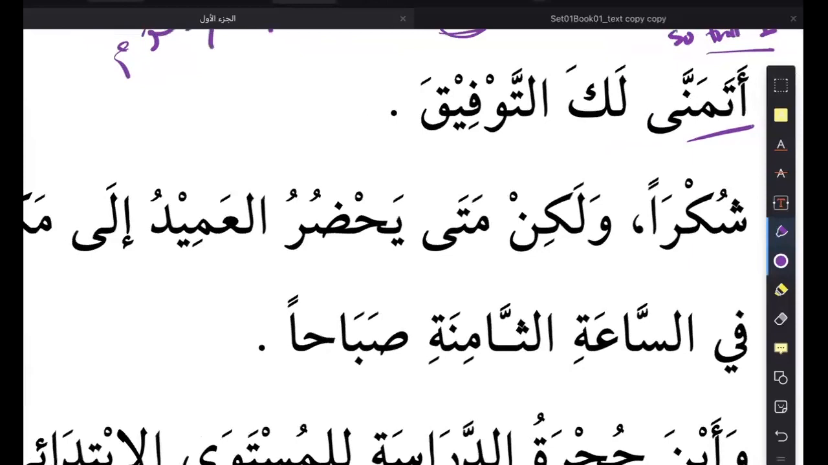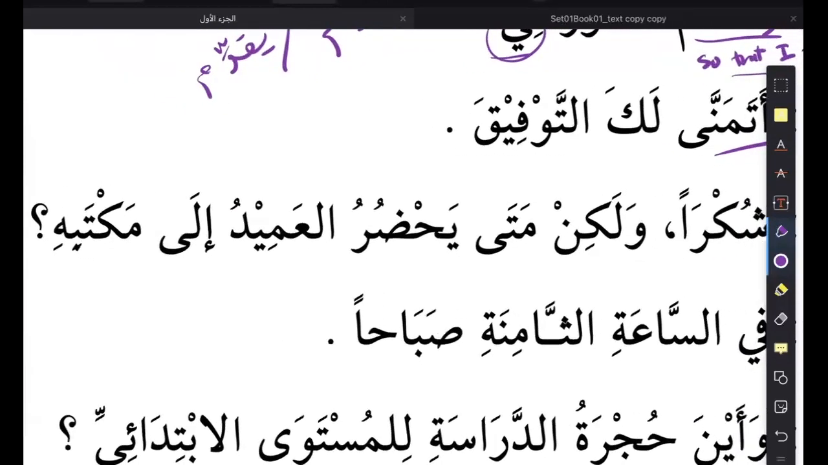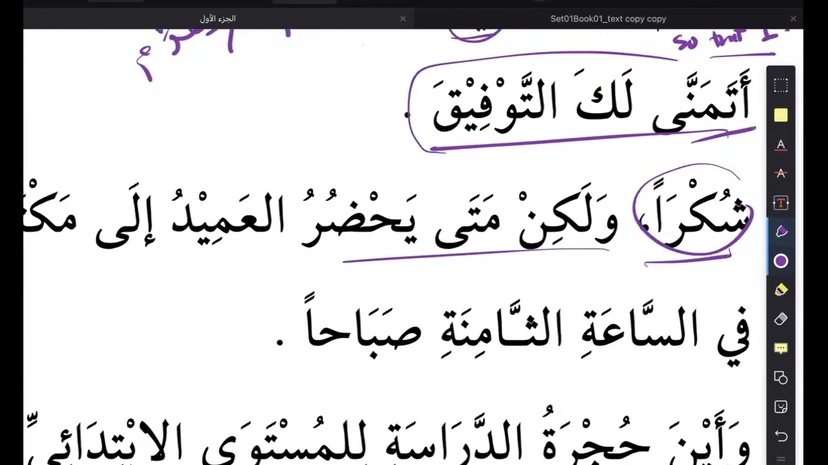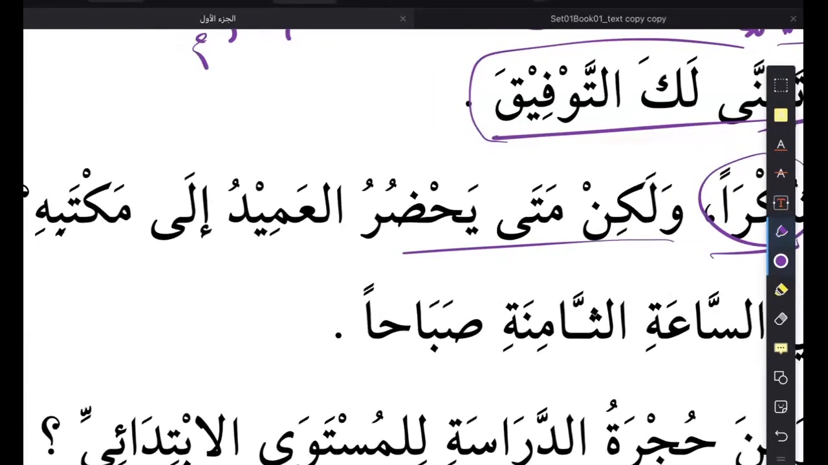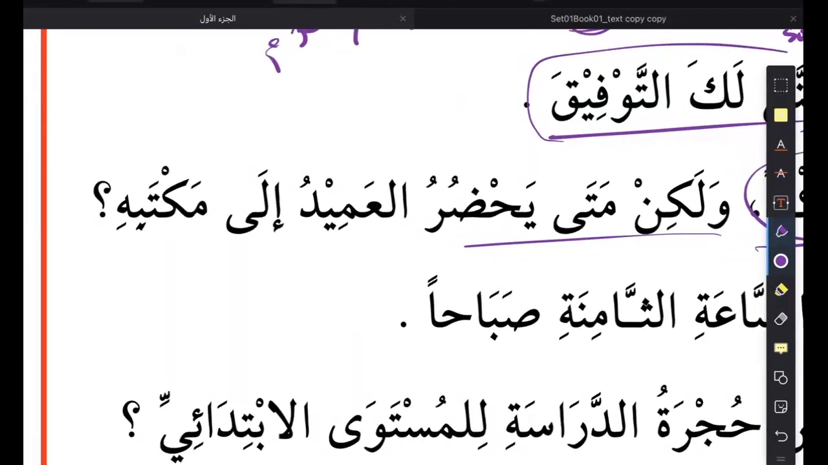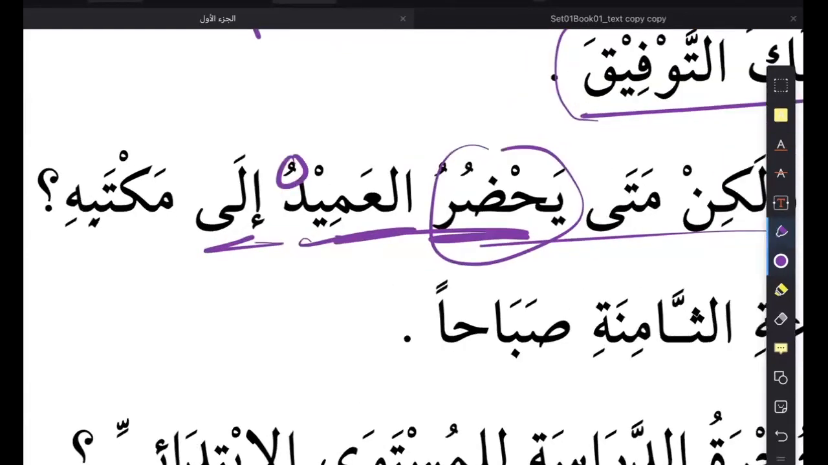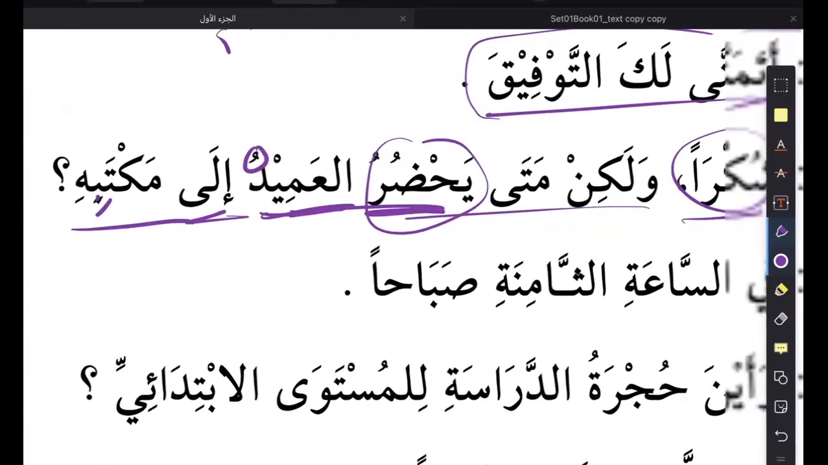Shukran, he says, because he made a dua for him. But he has something else to say. He says, wa lakin, but, mata yahduru al-amid ila maktabihi. When will the Amid be present in his office? To be present, we know the Amid is the subject here. When will the Amid be present ila maktabihi, in his office? Make sense?